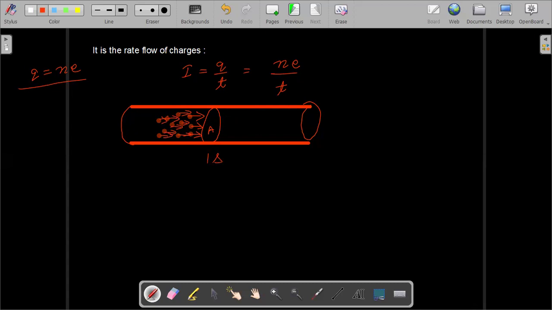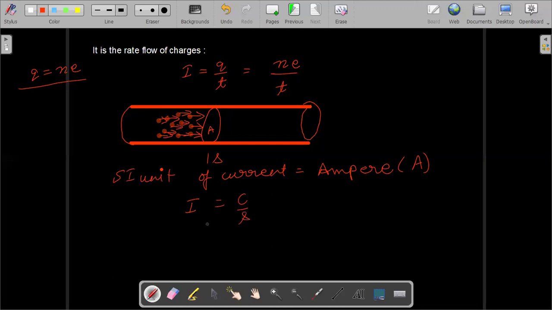So current I will be equal to Q by T. Current I is measured in the SI unit. SI unit of current is ampere, written by capital A, and current can also be written as coulomb per second. So C per s, but the SI system always remains as ampere as it is the fundamental quantity. So it's ampere, which is coulomb per second.